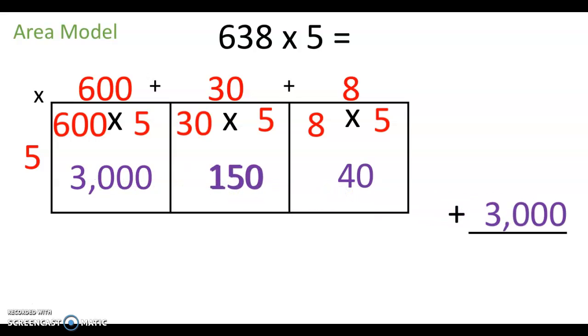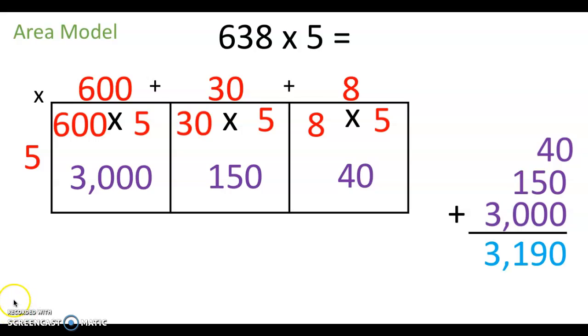Then we will add these numbers on the side. Making sure our place values are nice and lined up gives us an answer of 3,190.